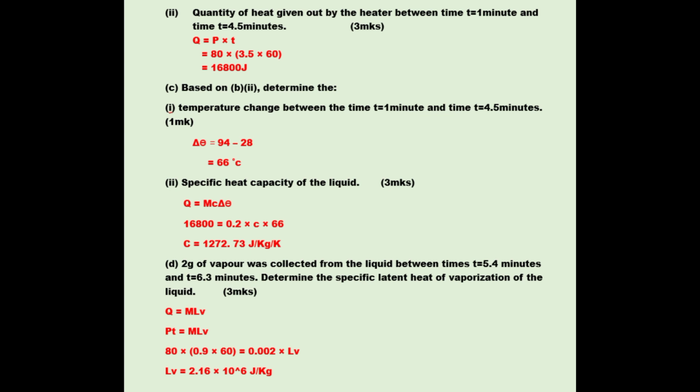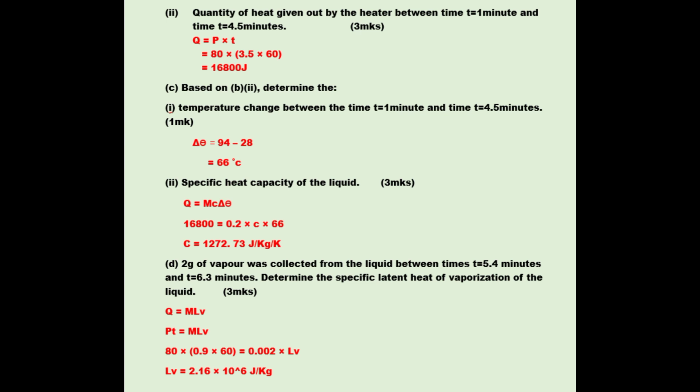That means heat is given by power times time, because we already have the power and we have been given time here now. Heat is power times time, so it is 8 watts multiplied by 4.5 minus 1, which is 3.5, but now in seconds, times 60. So 80 times 3.5 times 60, you get 16,800 joule. Always work with the SI units. Let's go to part C.